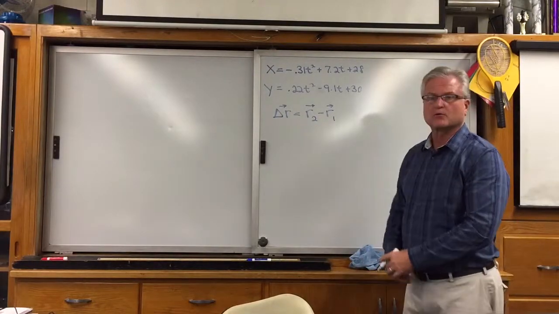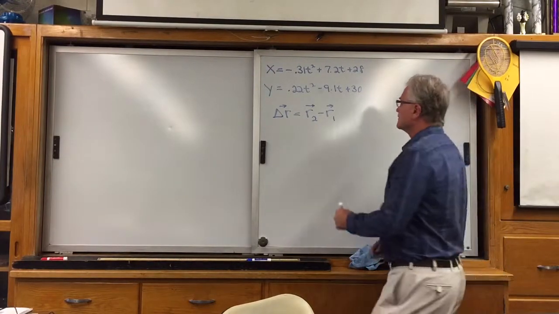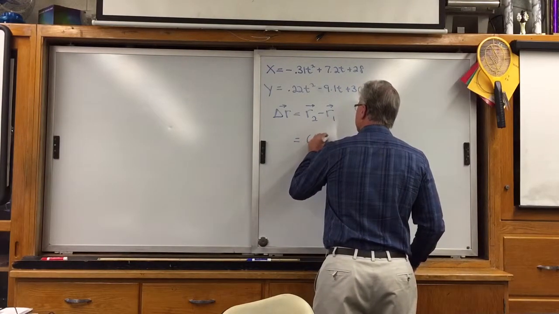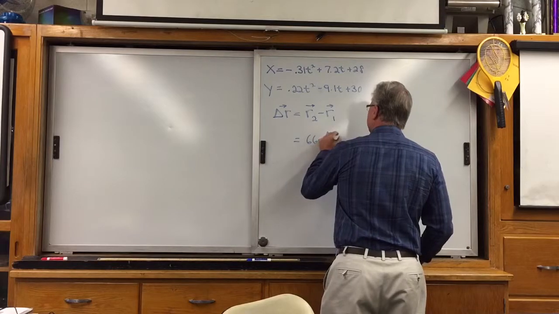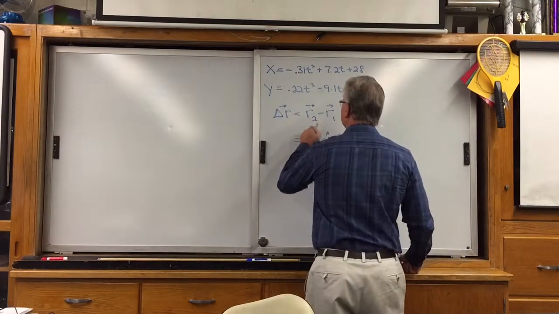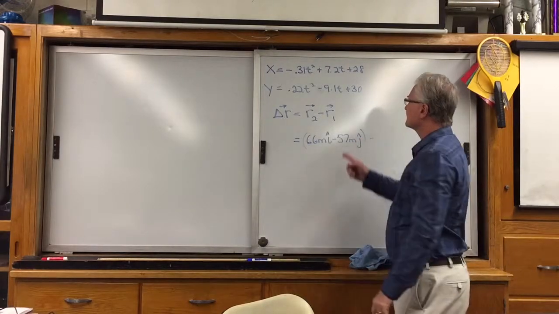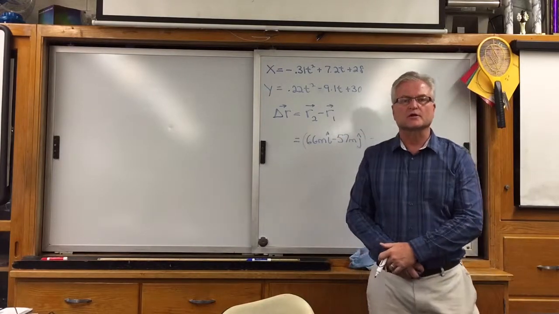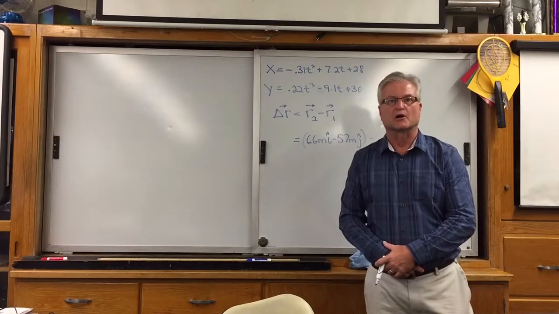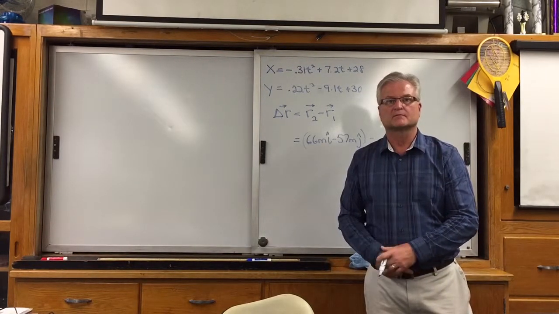Well, we just figured out what the final position is. Didn't we figure out that R2 is 66 meters in the I minus 57 meters in the J? We just figured out what R2 is. So from that, we've got to figure out where was our starting point? Well, you think it's going to be at 0 and 0. Well, guess what? Not so.